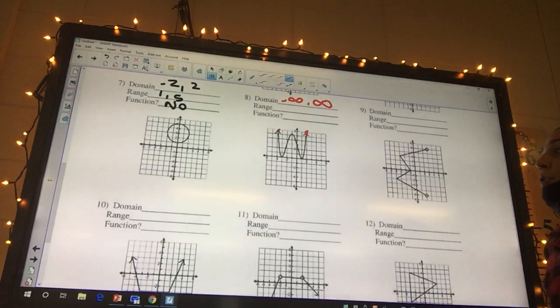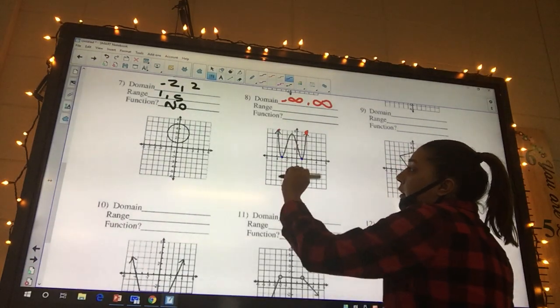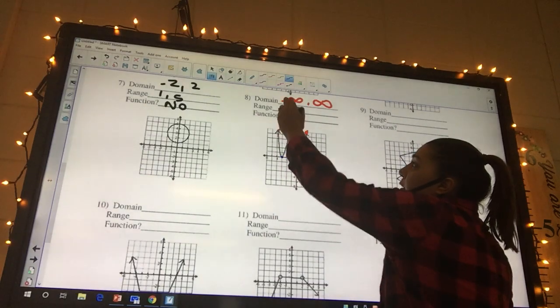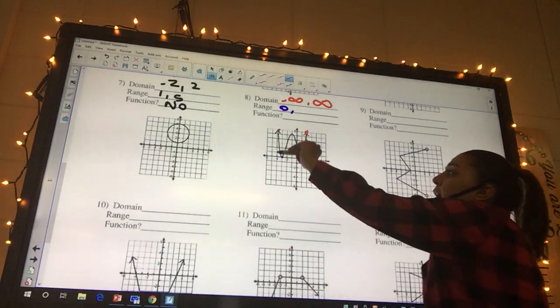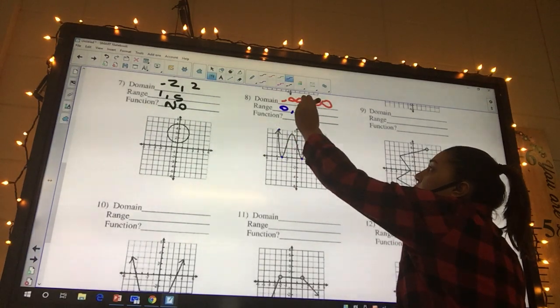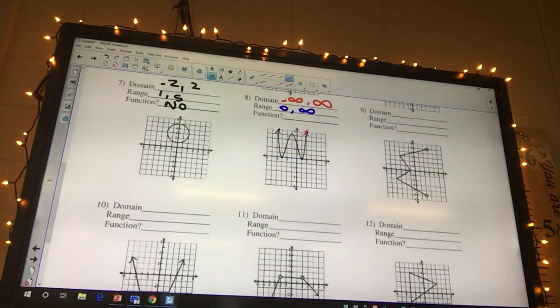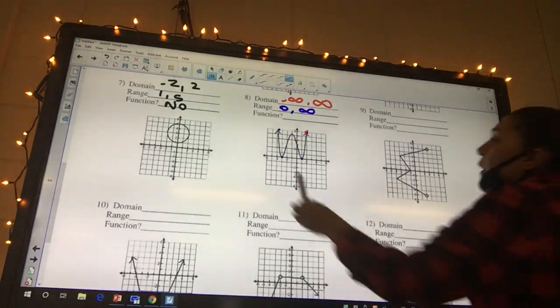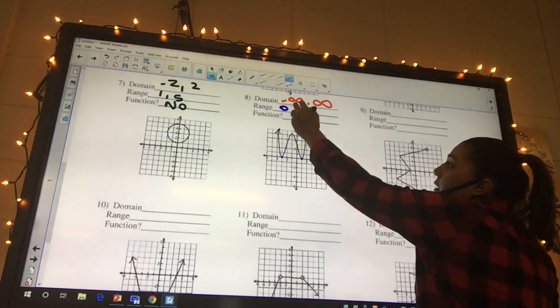Okay, the range, the very first part of the graph that I'm going to touch is right here and right here. And so it's going to start out at 0. And then the last part of the graph that we're going to touch is going to be same thing, these 2 arrows. So it's going to go to infinity. And they said, well, is this a function? Well, my pencil only touches once, so yes, it's going to be a function.